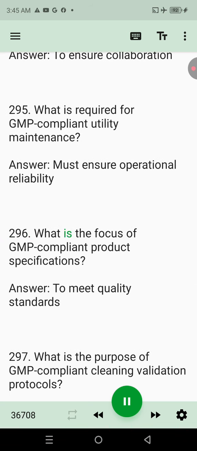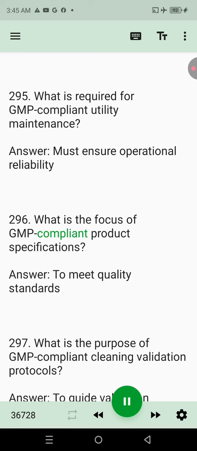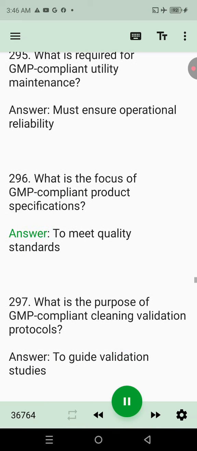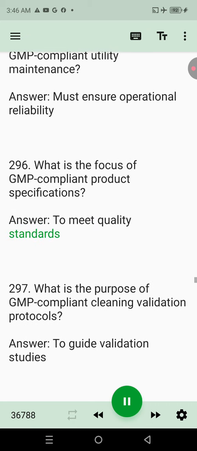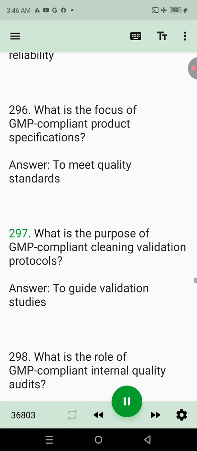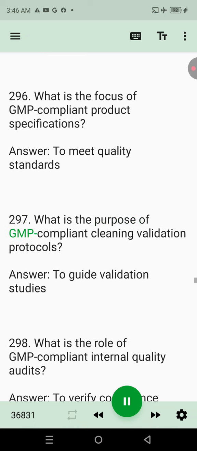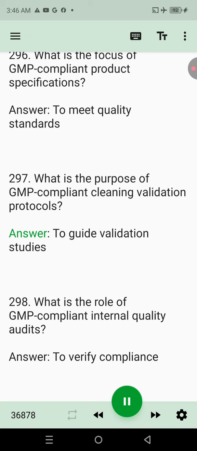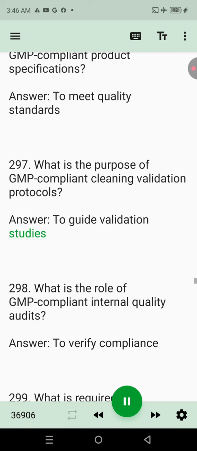296. What is the focus of GMP-compliant product specifications? Answer: to meet quality standards. 297. What is the purpose of GMP-compliant cleaning validation protocols? Answer: to guide validation studies.